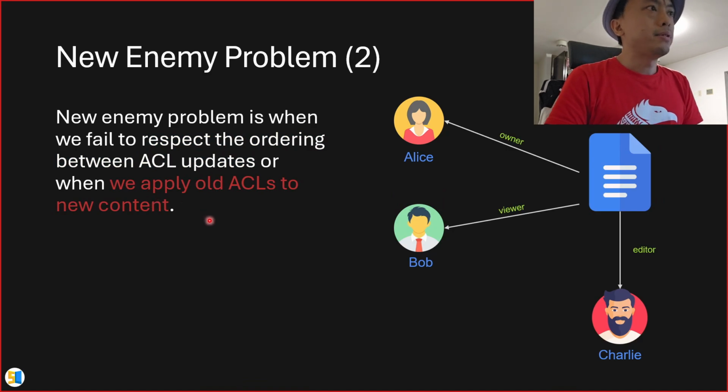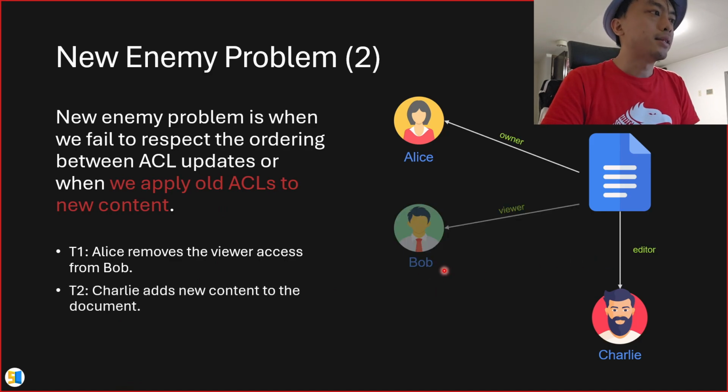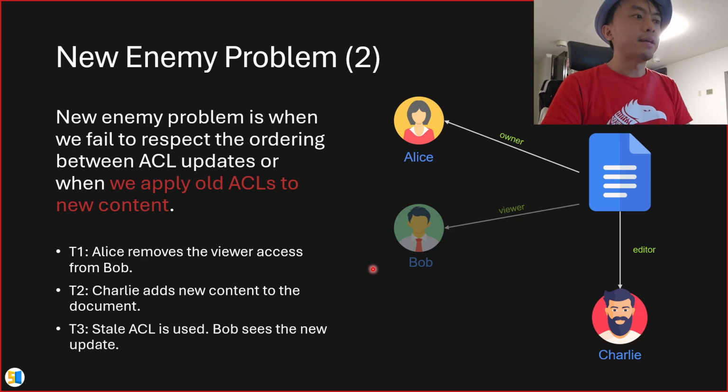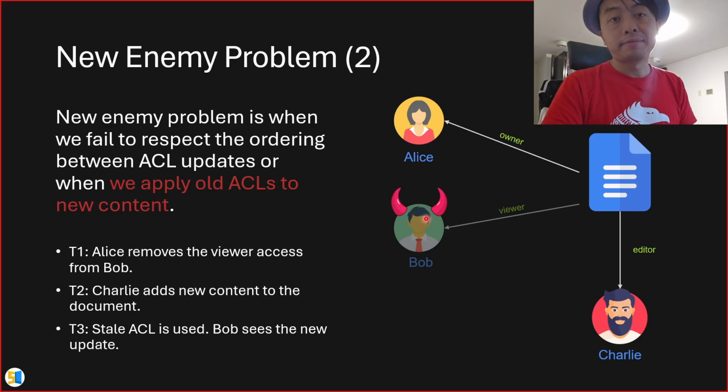Let's see another example of applying the old ACLs to new content. At time 1, Alice removed the viewer access from Bob. At time 2, Charlie adds new content to the documents. Because the stale ACL is used, Bob's still able to read the documents, right? That's why Bob becomes the enemy here.